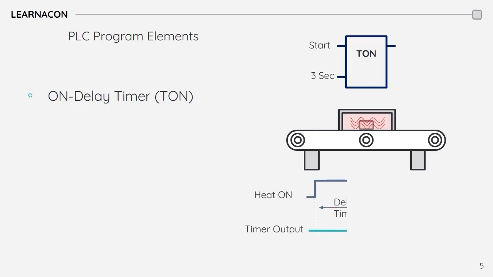We need to heat up the product for only 3 seconds. With an on-delay timer, we can simply implement the required logic. The start command triggers the timer that is configured to delay 3 seconds. After the configured time has elapsed, the timer output bit will be activated. That bit has been used to turn off the heater.